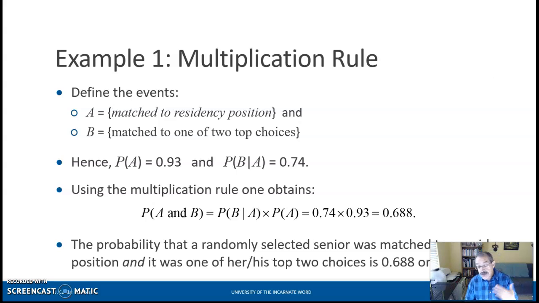So my suggestion is always write down the events that you identified. So in this case, event A is matched to a residency position and event B is matched to one of the top two choices. So as we saw from the information given in the problem, the probability of being matched to a residency position is 0.93, and the probability of matching to one of the top two choices given that it was matched to a residency position is 0.74.